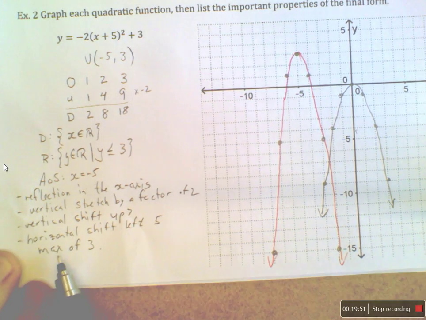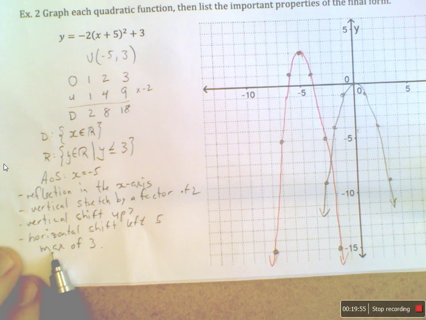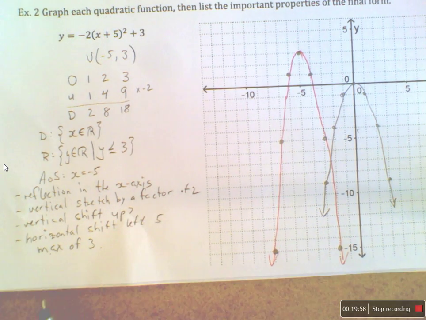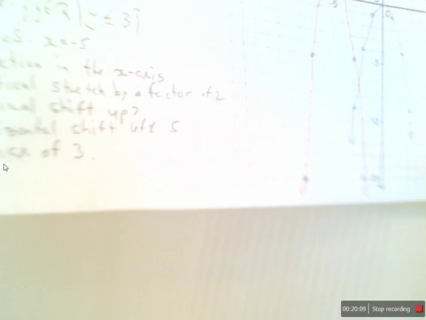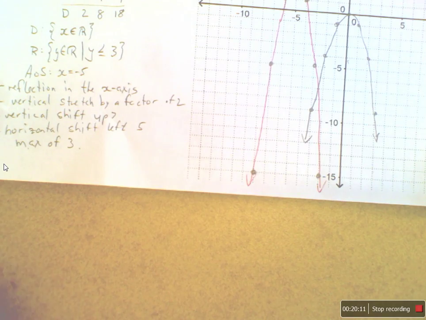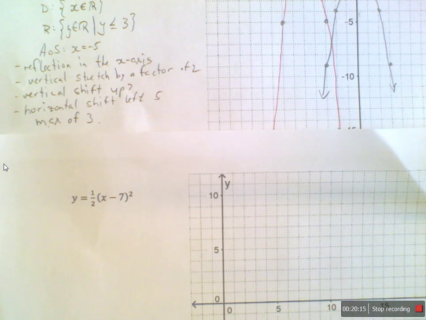Max of 3. So this one has a maximum value, not a minimum value. And I think that's pretty much everything. You could say the y-intercept's not on here, so we can't see it, so we're not worried about that right now. Like I said, the x-intercepts. Okay. Any questions? All right, next one. I'm going to have you do this one with me, and the next one, you probably don't need to copy down, you can just watch. But I think it's worthwhile doing this one with me.